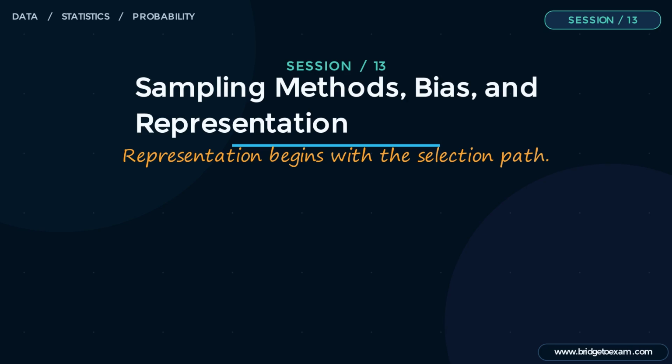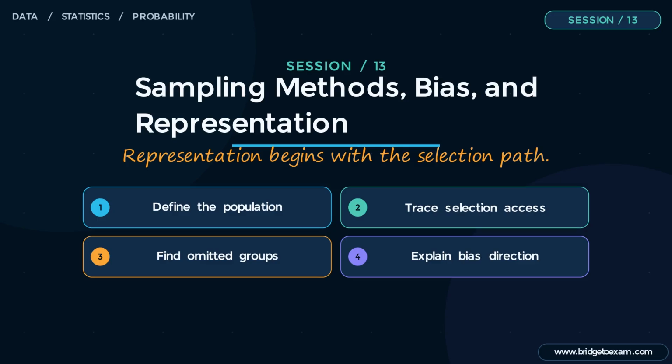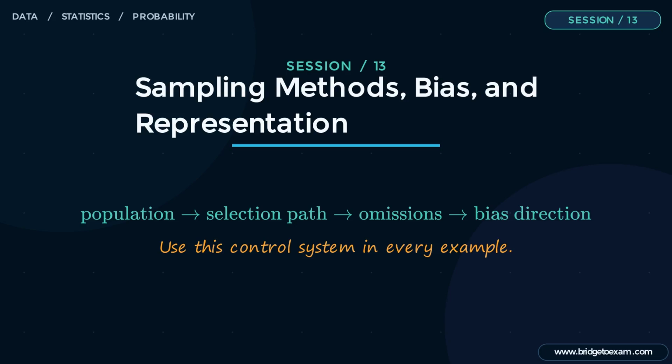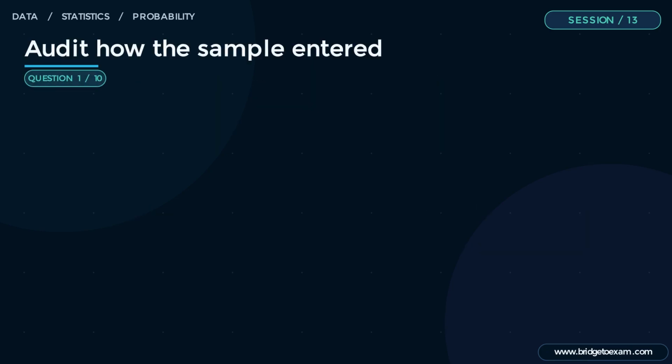10 examples distinguish simple random, systematic, and stratified samples from convenience and voluntary response, then diagnose wording, non-response, undercoverage, and sample size traps. Name the target population, trace who could enter the sample, identify who was omitted, and explain the likely direction of bias. Example 1.